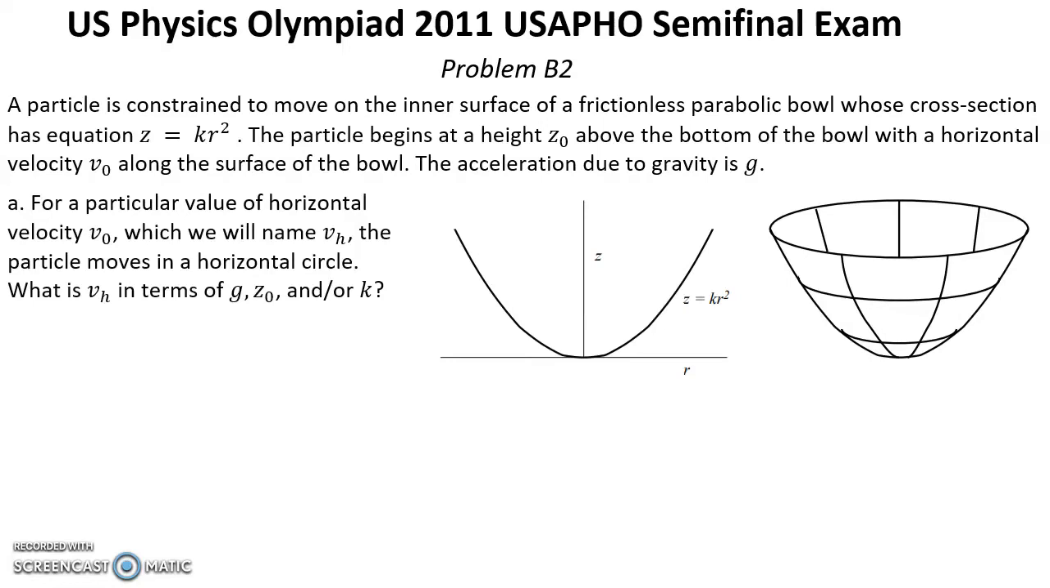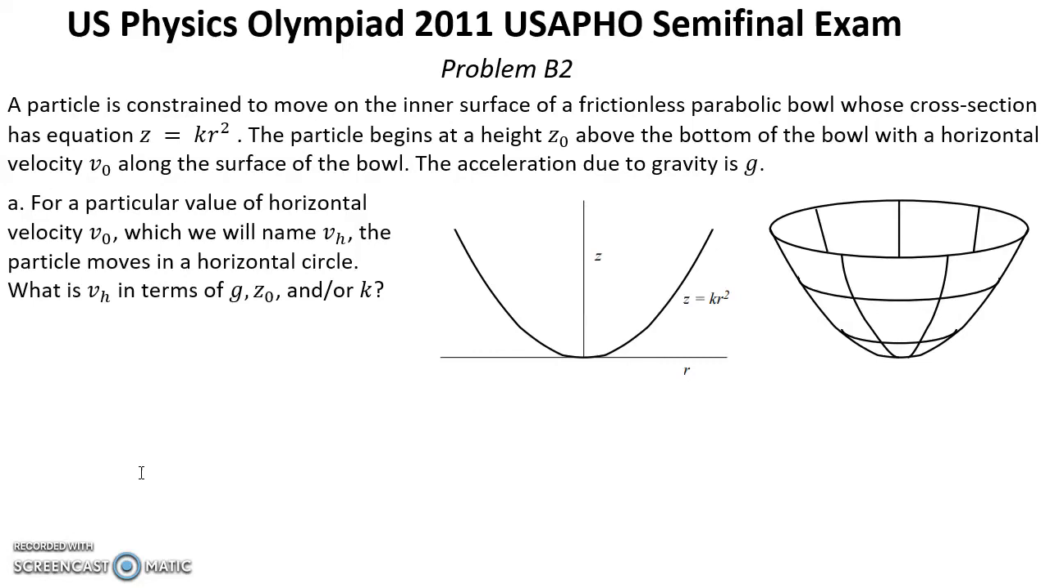A particle is constrained to move on the inner surface of a frictionless parabolic bowl whose cross-section has equation z equals k r squared. The particle begins at height z0 above the bottom of the bowl with a horizontal velocity v0 along the surface of the bowl. The acceleration due to gravity is g.